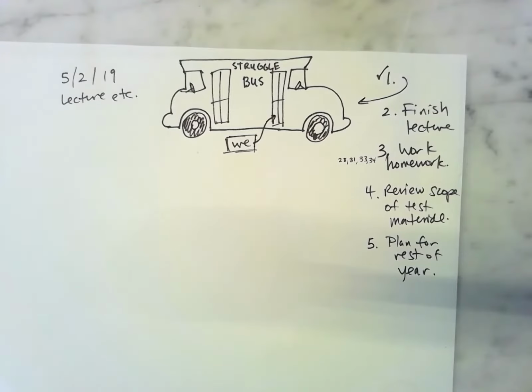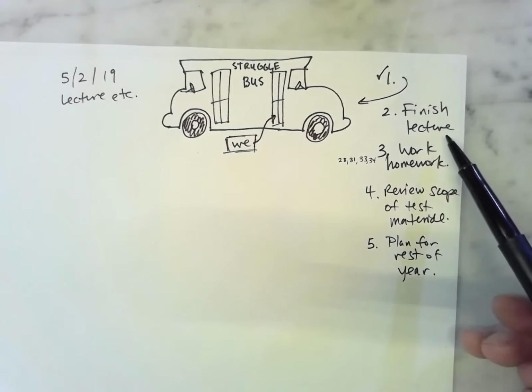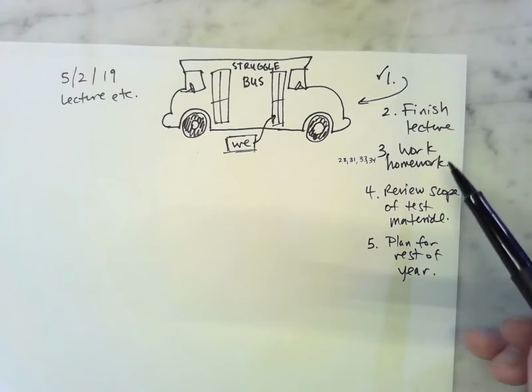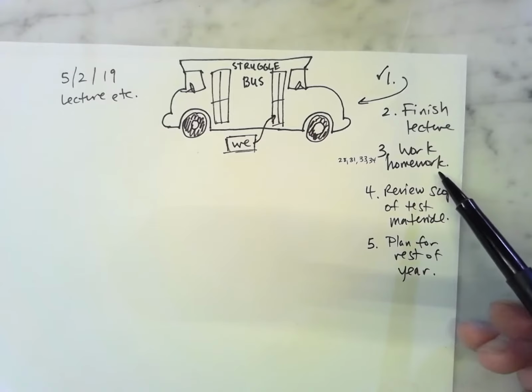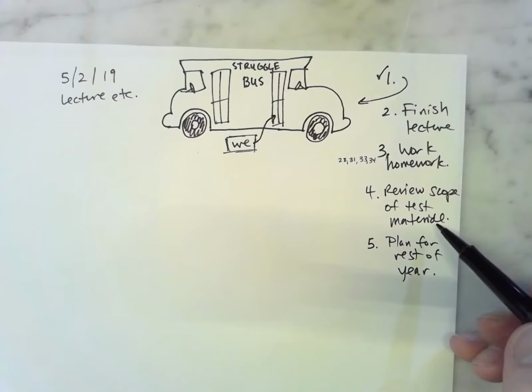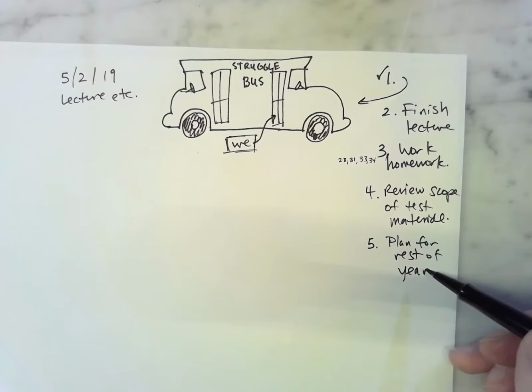All right, so what we're going to do, I'm going to finish the lecture for Chapter 11. I'm going to work some of your homework. I'm going to review the scope of the test material, and then I'll tell you what the plan is for the rest of the year so you can be thinking about that. Okay?